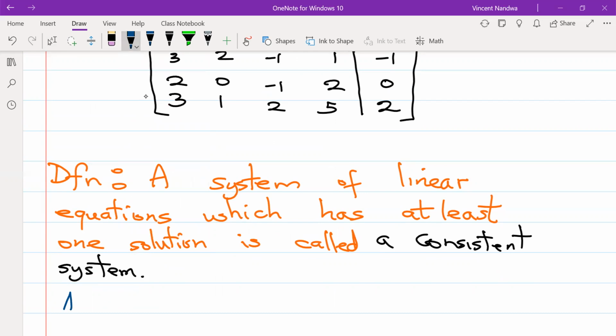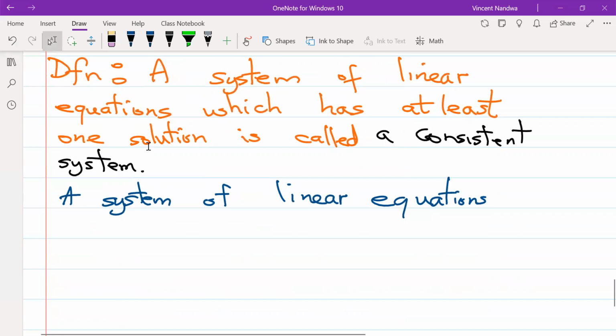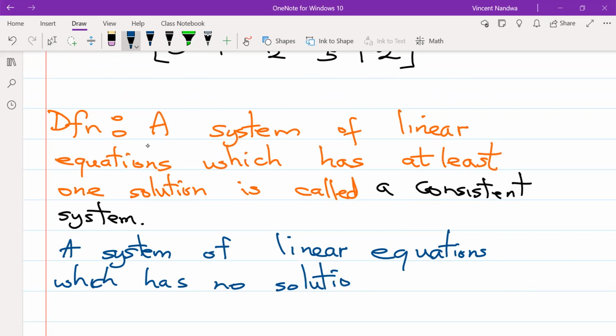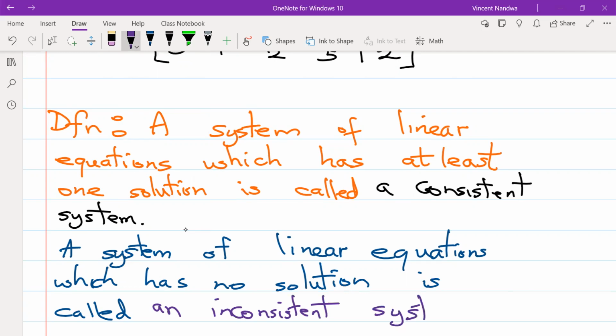while a system of linear equations which has no solution at all is called an inconsistent system.